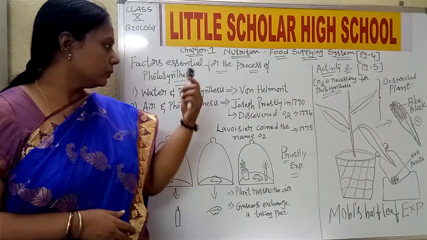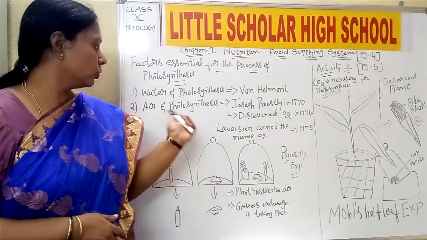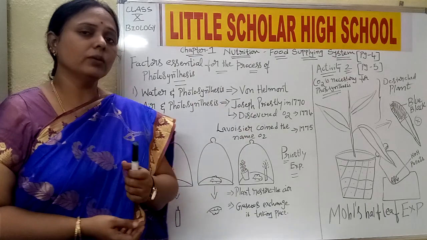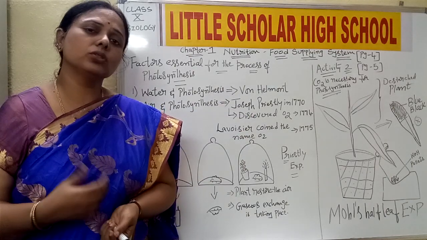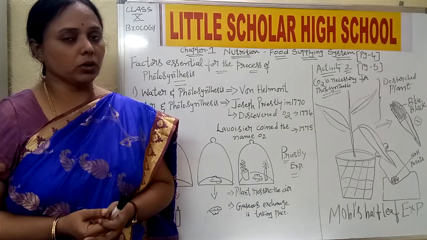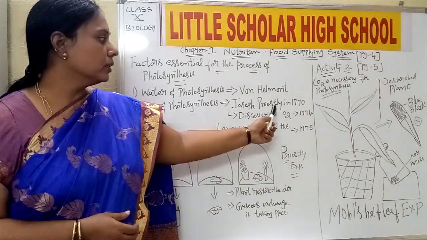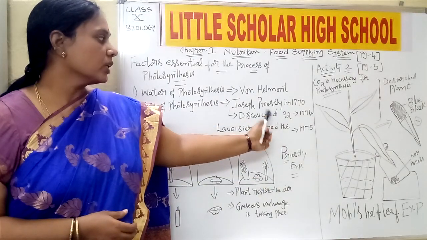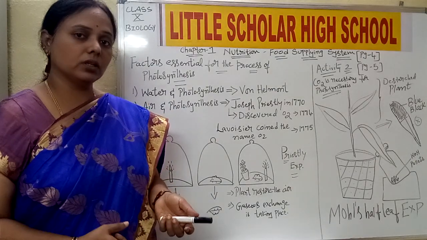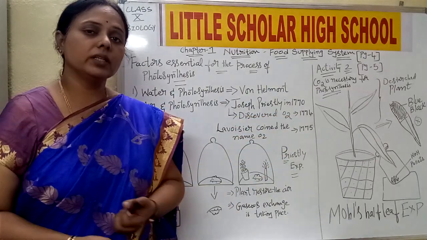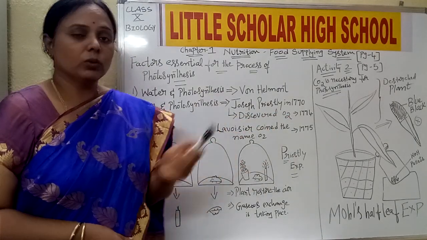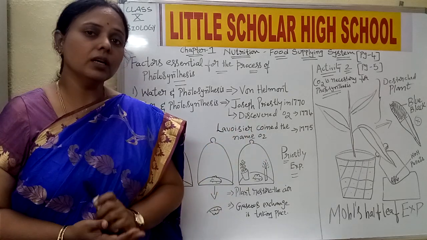Okay children, now let us move on to air and photosynthesis. Joseph Priestley was conducting a series of experiments to find out actually what is the role of air in photosynthesis. In the year 1770, he started conducting the experiments, and oxygen was discovered by him in the year 1774, but the name oxygen was coined by Lavoisier in the year 1775.